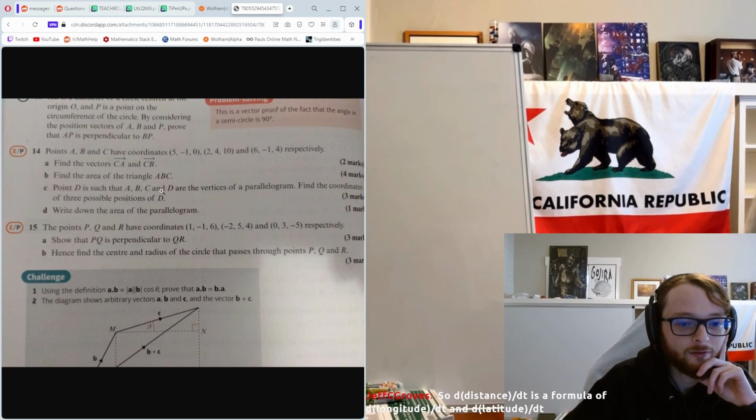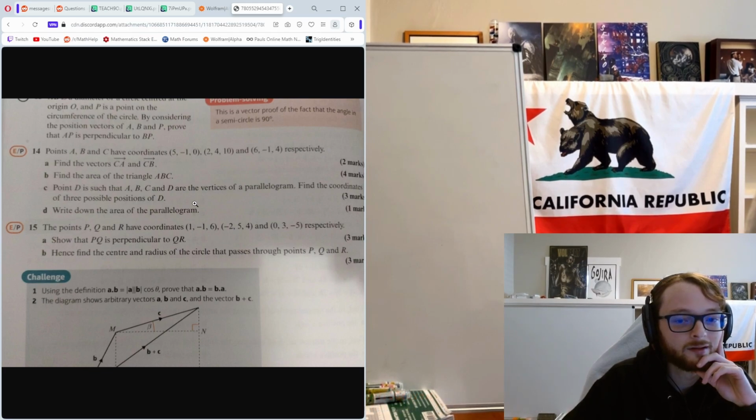Point D is such that A, B, C, and D are vertices of a parallelogram. Find the coordinates of three possible positions of D. They don't say the three either, so I assume there's even more. They just need to find three, but there may be more.